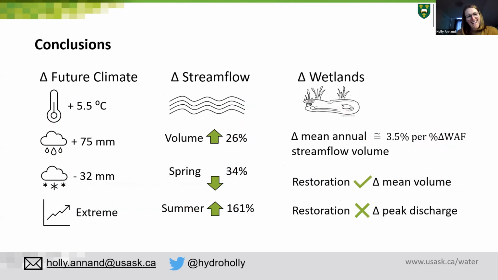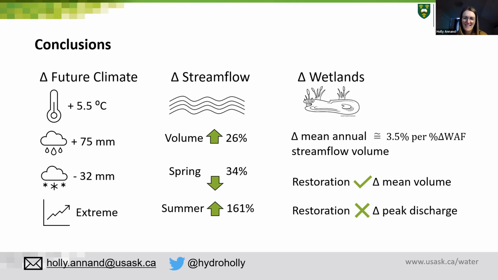So then just quickly, the conclusions out of this, we are finding that the projected future climate period from the WRF simulations at Smith Creek saw a 5.5 degree increase in temperature, 75 millimeter increase in rainfall, a decrease in snowfall, but more extreme events, particularly summer rainfall extremes, leading to an increase in streamflow volume, that's mean annual volume, decrease in spring peak discharge, and some major spikes here, 161% increase in summer peak discharge.